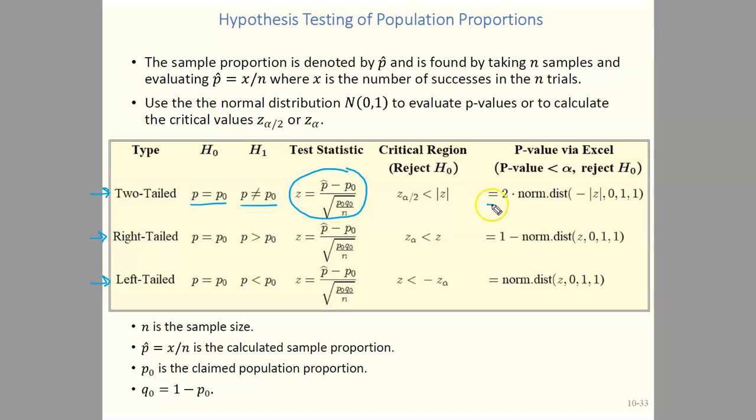Then you can use this command in Excel to calculate your p-value. And if your p-value is less than your significance level, that's when you reject the null hypothesis.